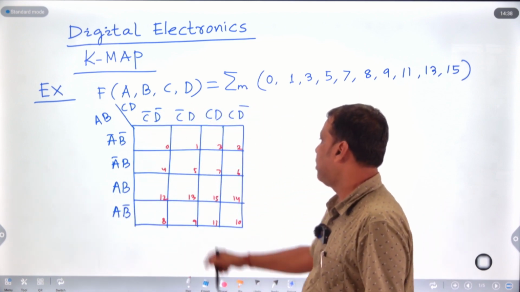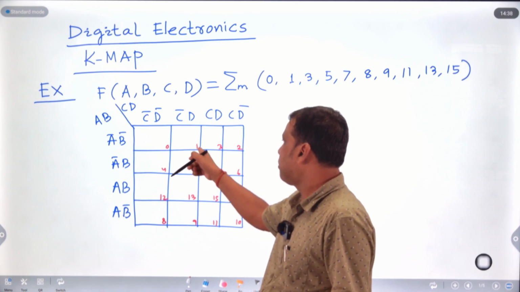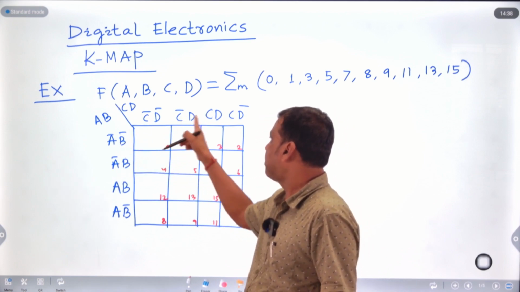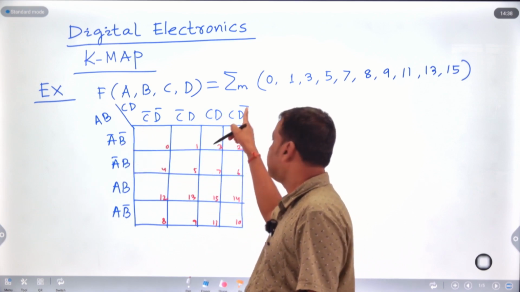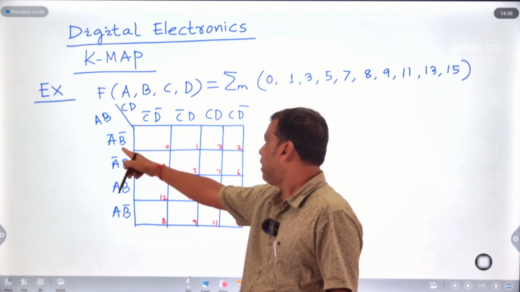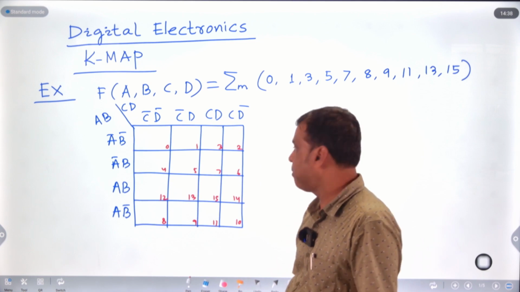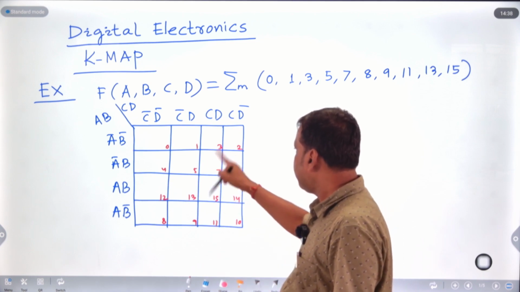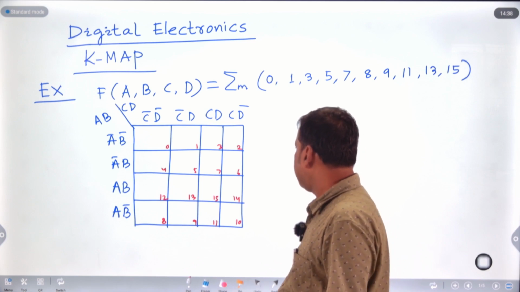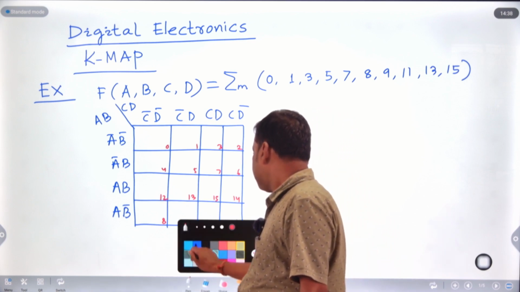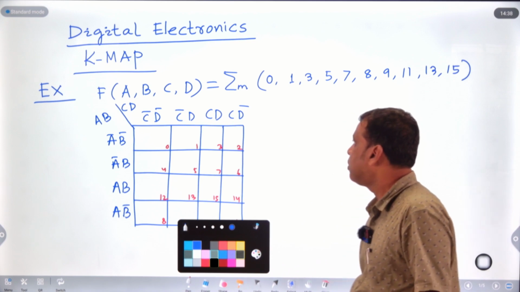These squares represent decimal 0, here decimal 1. If you combine A bar, B bar, C bar, D, the value will be 1. This is 2, which means A bar, B bar, C, D bar. This square represents A bar, B bar, C, D bar, decimal value 2. So in this way, first consider the 4 variable K-map with 16 squares, and in each square you have to put the min terms.